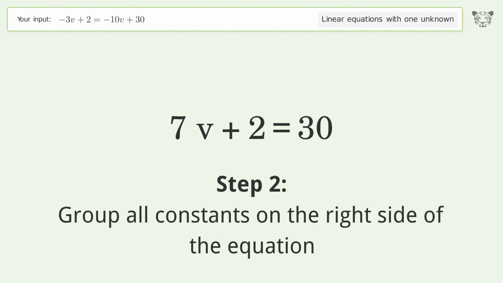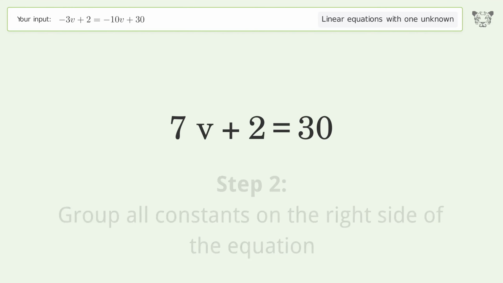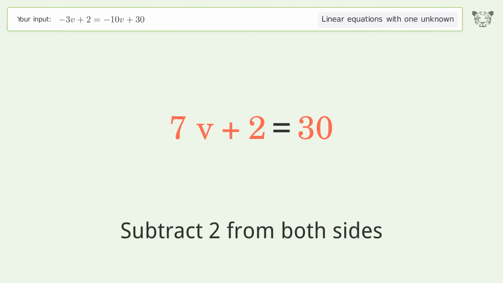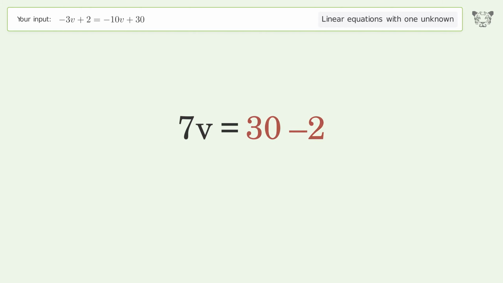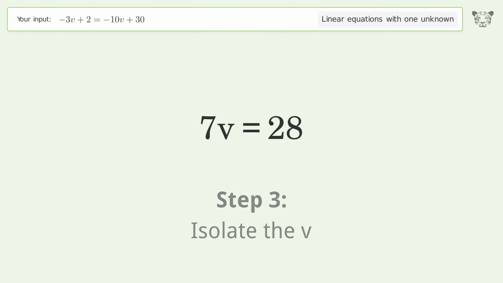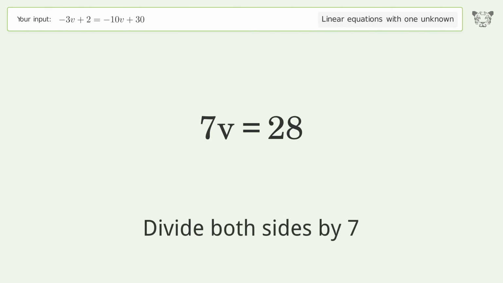Group all constants on the right side of the equation. Subtract 2 from both sides. Simplify the arithmetic. Isolate the v. Divide both sides by 7.